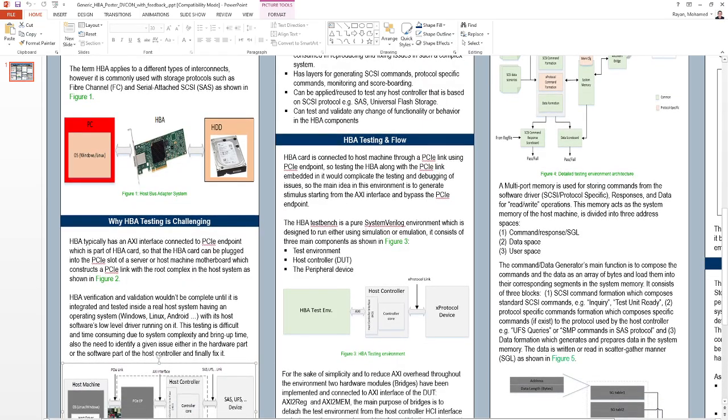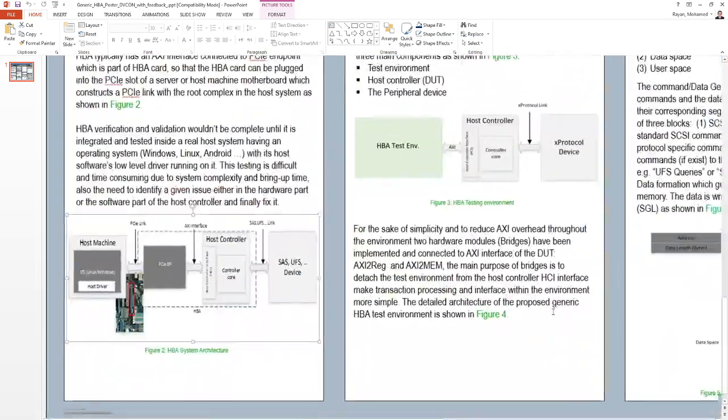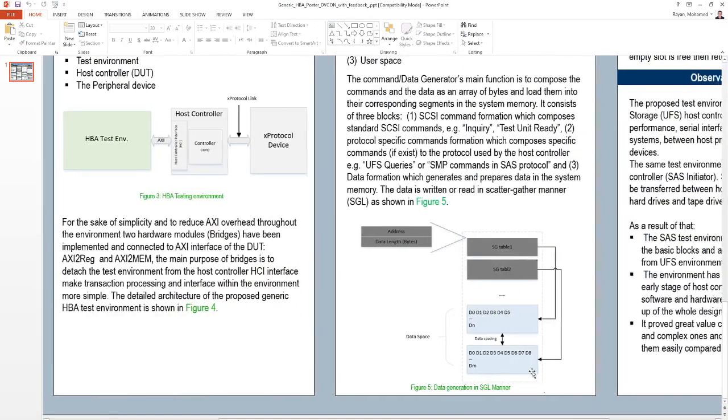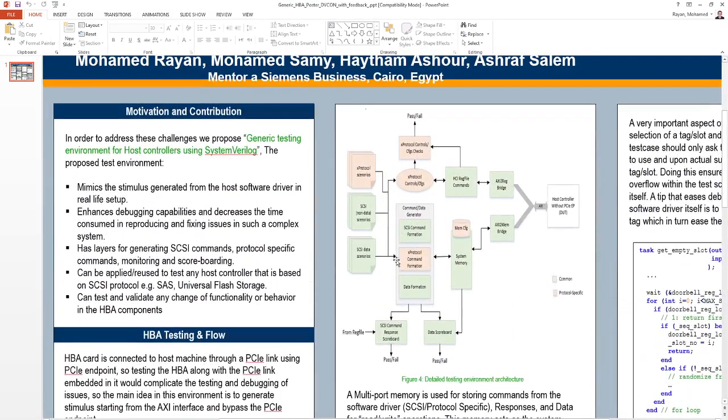Okay, let's talk more about the details of the environment, briefly, the different components inside the environment. Let's start from the left-hand side. We have testing scenarios, which we divide into three types: SCSI data scenarios and SCSI non-data scenarios, which are common for different types of host controller, and the X protocol scenario. For example, for UFS, you can have a special command related to UFS. You can send a UFS query from the host system. To send this command, this test scenario is the part of the environment handling it.